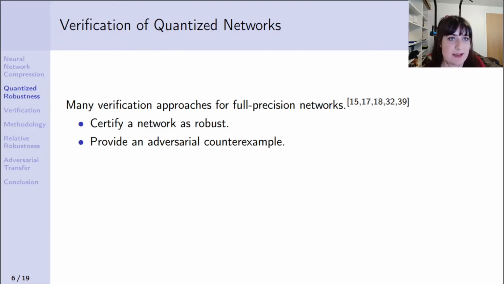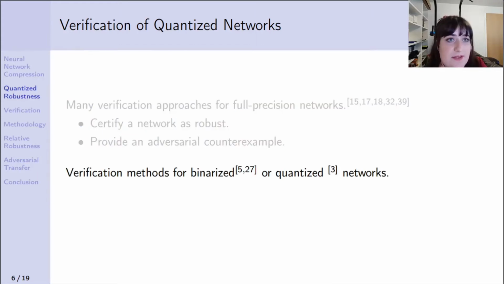We've seen many examples in the literature of approaches which aim to verify a full precision neural network. These approaches are able to either certify that a neural network is robust to adversarial attack within certain parameters, or to provide an adversarial counterexample, i.e., a perturbed input which successfully caused the network to misclassify, proving that it is not robust.